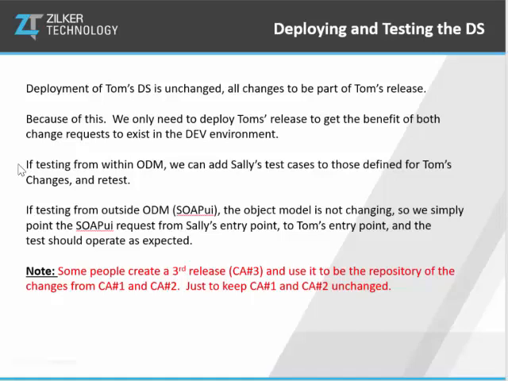That's just fine. And similarly, if we're testing outside of ODM using something like SOAP UI, we can certainly take the test suites or the test cases that were developed for Sally and testing for that new value of D and put them over into Tom's test suite and simply just change the entry point, right? Because what we've done is we've updated Tom's decision service as the new one and just simply change the entry point, because the object model hasn't changed. It's just a matter of providing new input premise values. We have those in Sally's test case, and so we can just copy those over to Tom's.